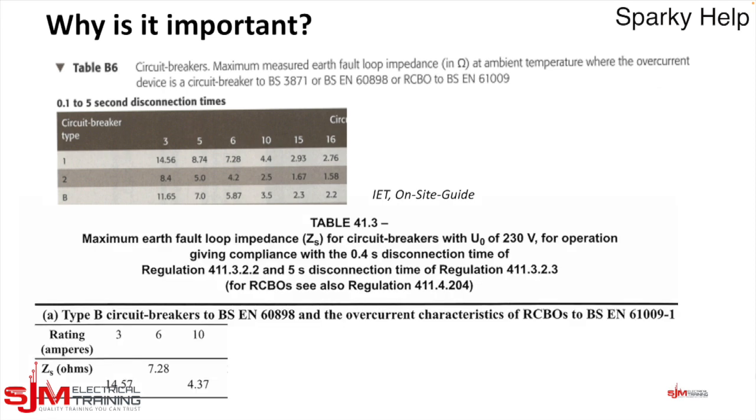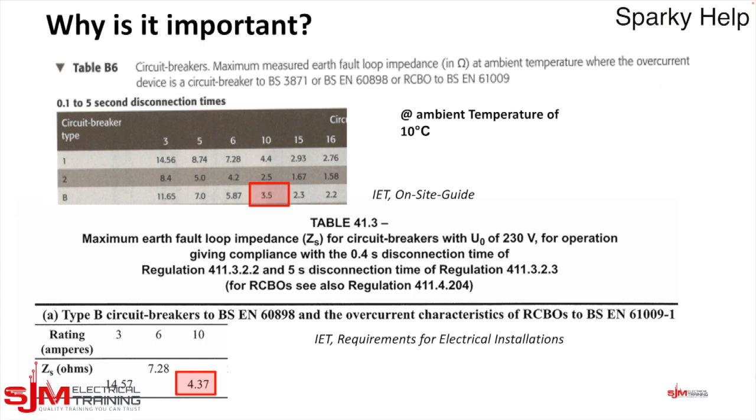And this is from the on-site guide, as we say, and let's look at the 10 amp from the BS 7671, the IET wiring regulations. And we can see that in the on-site guide it is a maximum value of 3.5. In the IET, from BS 7671, it is 4.37. What's the difference between the two? Well, the on-site guide is based at an ambient temperature of 10 degrees, whereas the BS 7671 is based at an ambient temperature of 70.